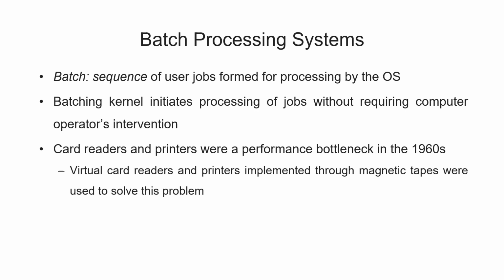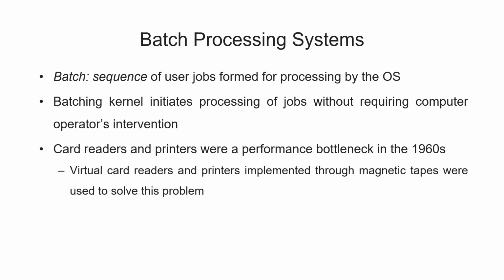After that, the batching kernel will initiate the processing of the jobs without requiring the computer operator's intervention. Once the operator gives the command to initiate processing of the batch, the batching kernel will initiate the process of the first job of the batch. At the end of that job, it initiates the execution of the next job, and so on. It continues until the end of the last job in the batch.